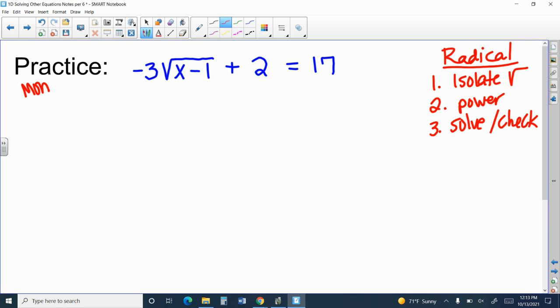You need to get rid of the negative 3 first before you square both sides. And since this is negative 3 multiplied by that square root, to get rid of it, we can divide both sides by negative 3. So do that first, and then you can square both sides.